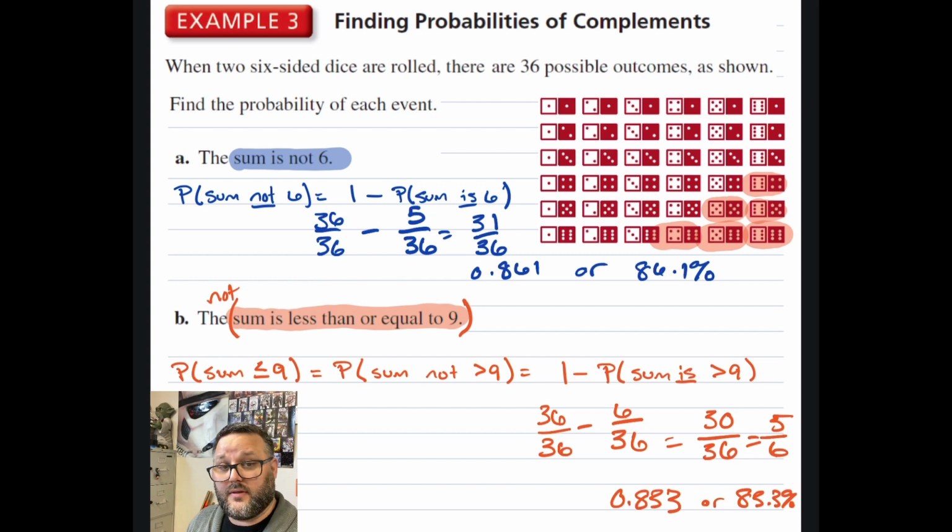What I see is I actually have a better probability of rolling a non-6 than I do of rolling a sum less than or equal to 9. Which is kind of weird, but that's how it works out.